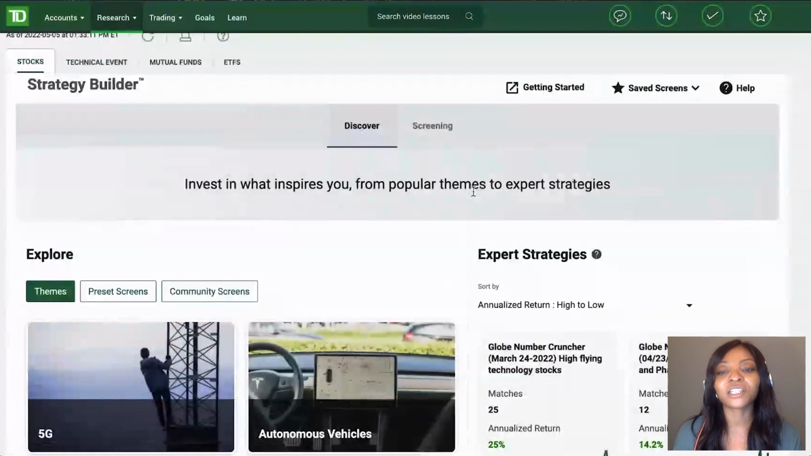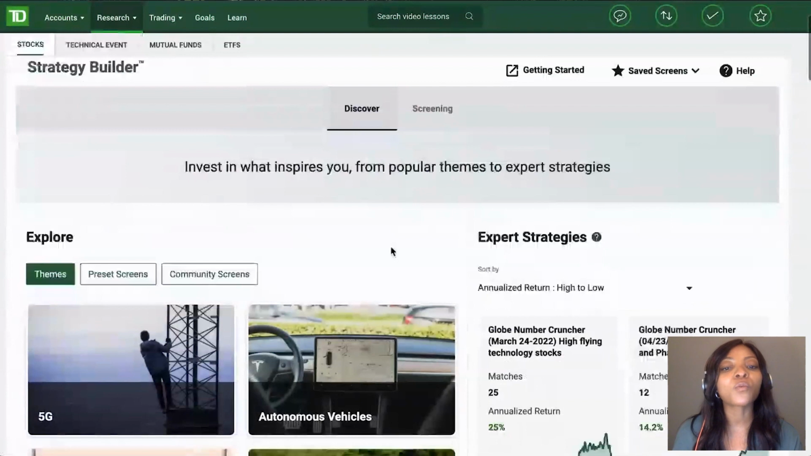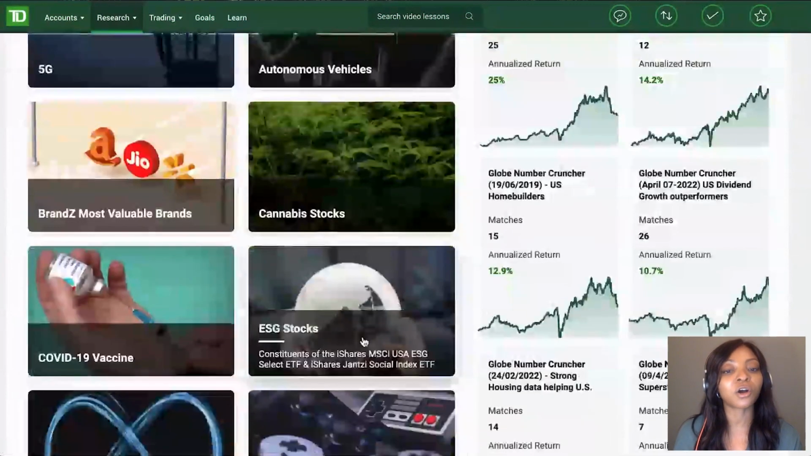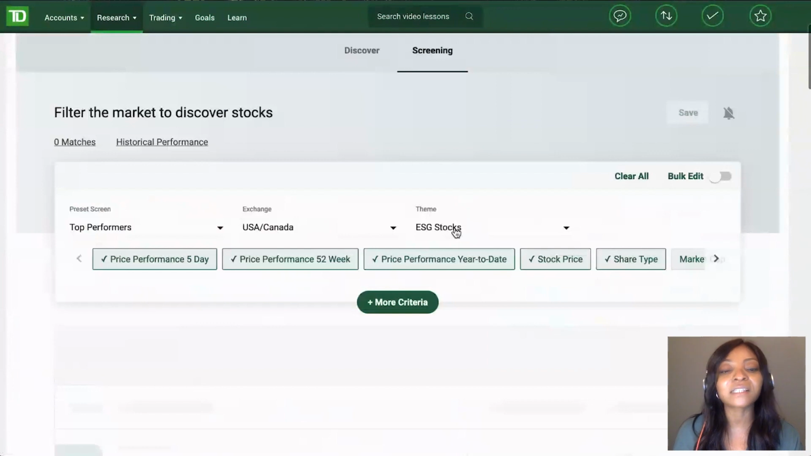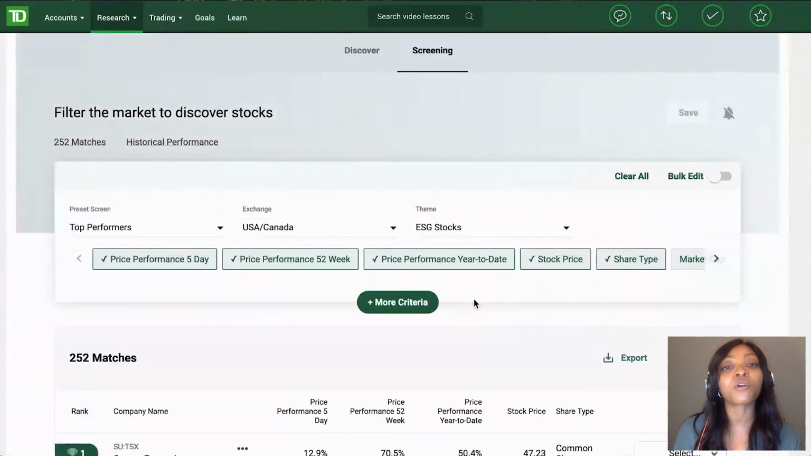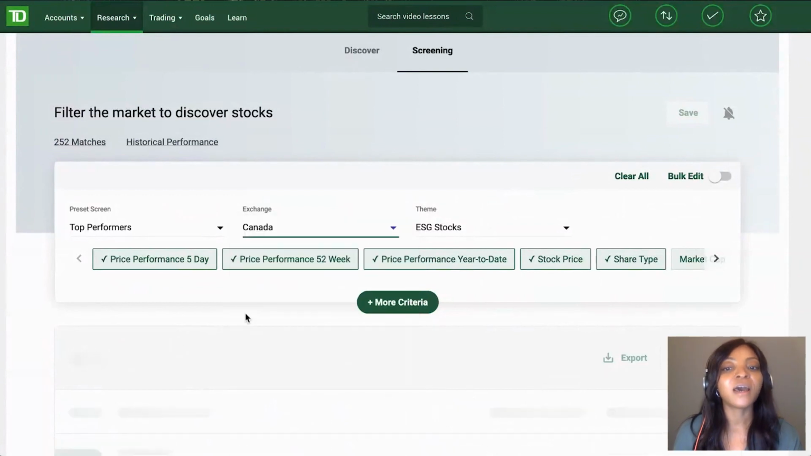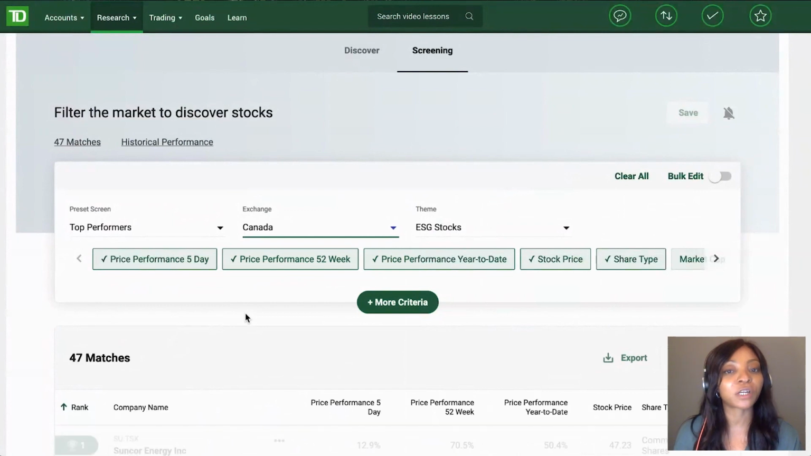Now, the first thing you could look at is if I'm an investor who's more environmentally conscious, so I want to see companies that are ESG rated. I'm, for instance, able to click on the theme for ESG stocks. And one of the things about this is that even though it's already created, I can still do a little bit more filtering. So for instance, it's 252 matches. That might be a lot of stocks for me to go through. I can decide to filter and make it just Canadian companies, and that will bring down my number to 47.